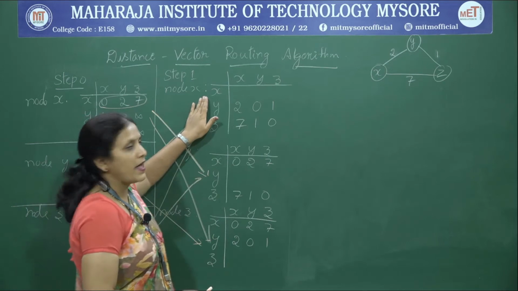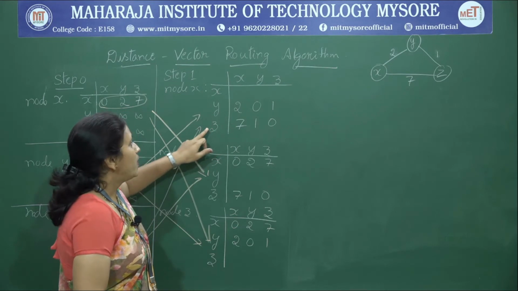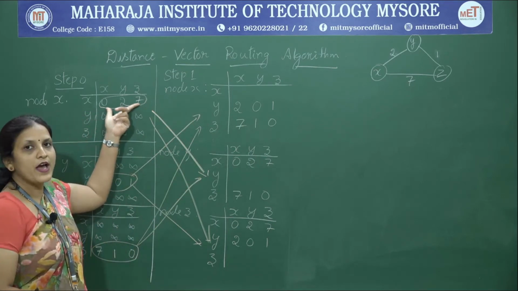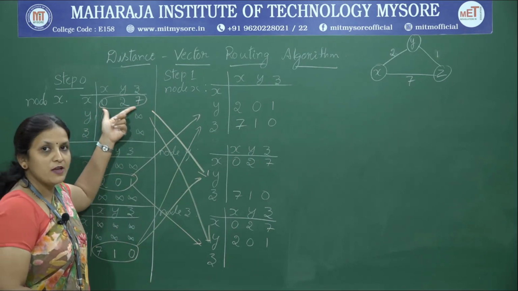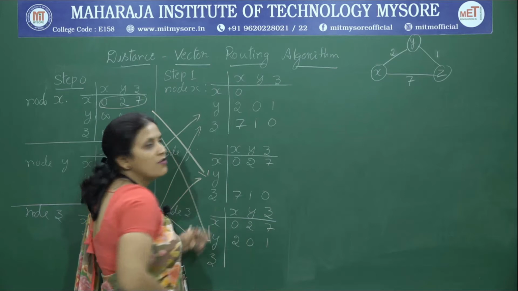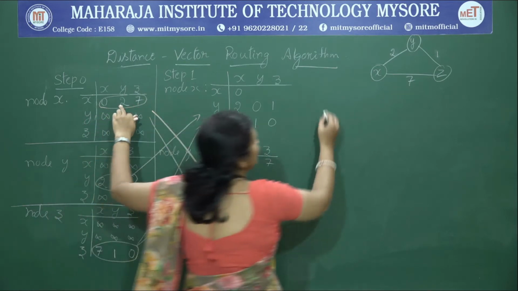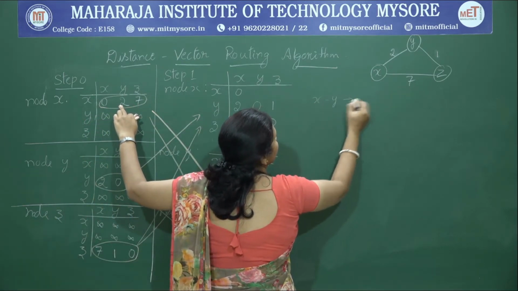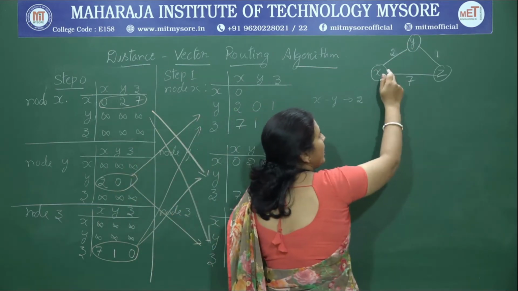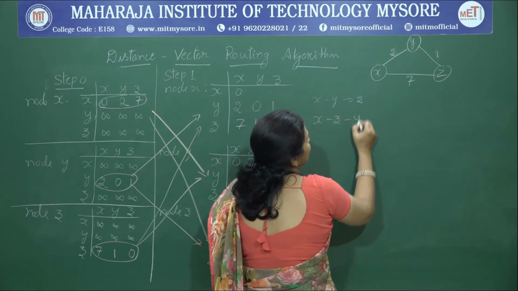Now, if we consider node x, we have the distance vectors from node y and node z. Making use of these values, we are going to check whether the distance vector that we have for x at step 0 remains the same, or if we are going to get a new value. From x to x it is 0. From x to y, what are the paths? Initially we had x to y as 2, right. There is one more path to reach y from x, that is x to z and z to y.